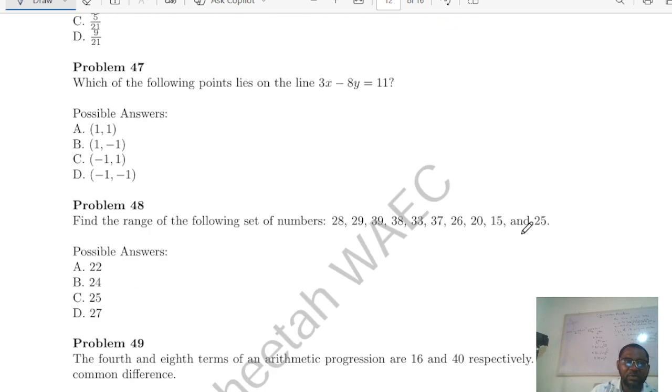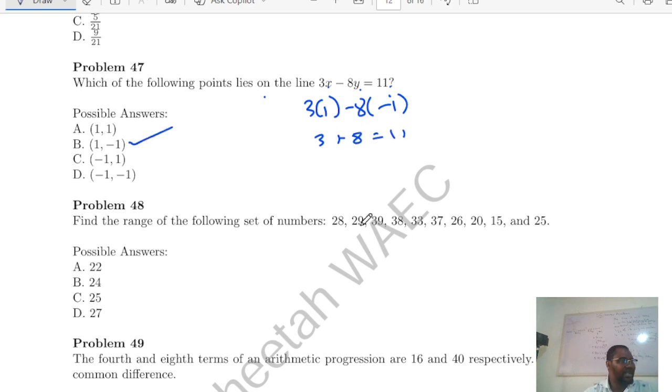The next one says, which of the following points lies on the line this? Oh, okay. The only way you can know the point that lies on the line is any of them that will substitute here and will give us 11. It can't be 1, 1, because if I put x to be 1, y to be 1, it's going to be -5. This is the answer, 1 and -1. If I put x to be 1, and this is -8, y to be -1, it's going to be 3 plus 8, which is equal to 11. So the answer is B. And that's how to answer a question like that.